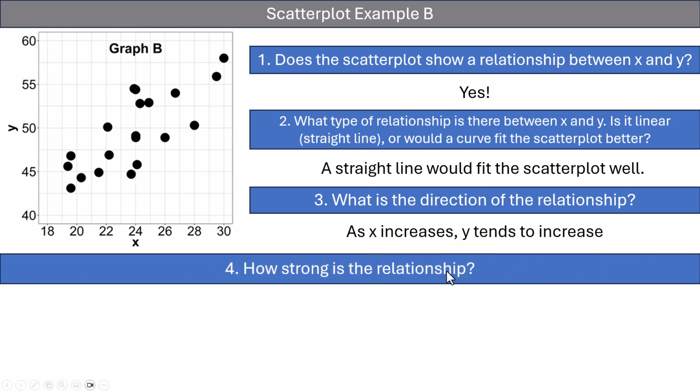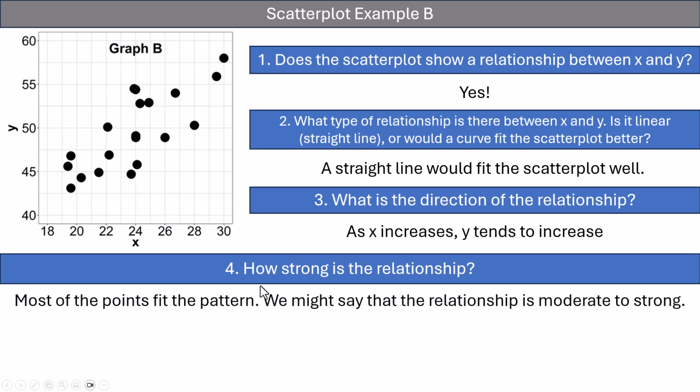Next, how strong is the relationship? So we would say most of the points fit that pattern pretty well. So we could say that it's maybe a moderate to strong relationship. The straight line doesn't fit the dots exactly, but they all seem to fit that pattern pretty well. So we'd say it's a moderate to strong relationship.